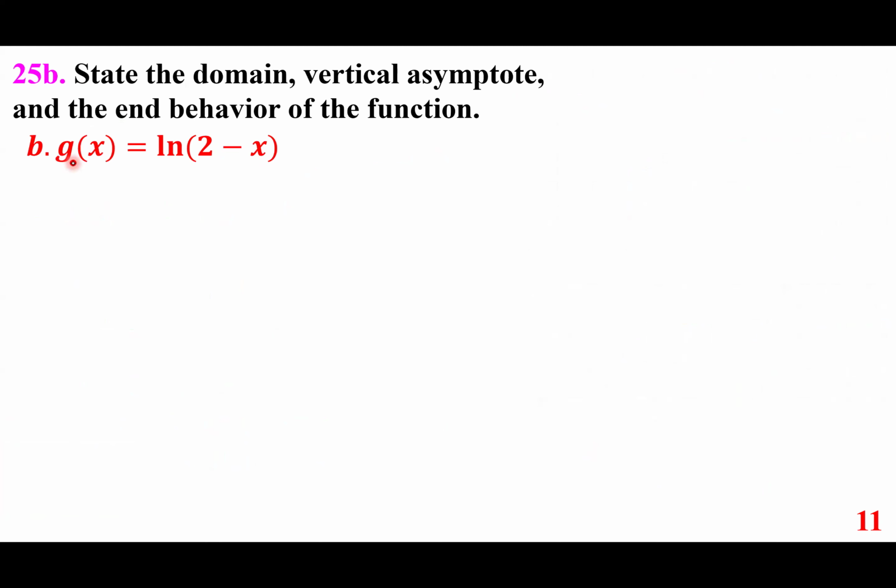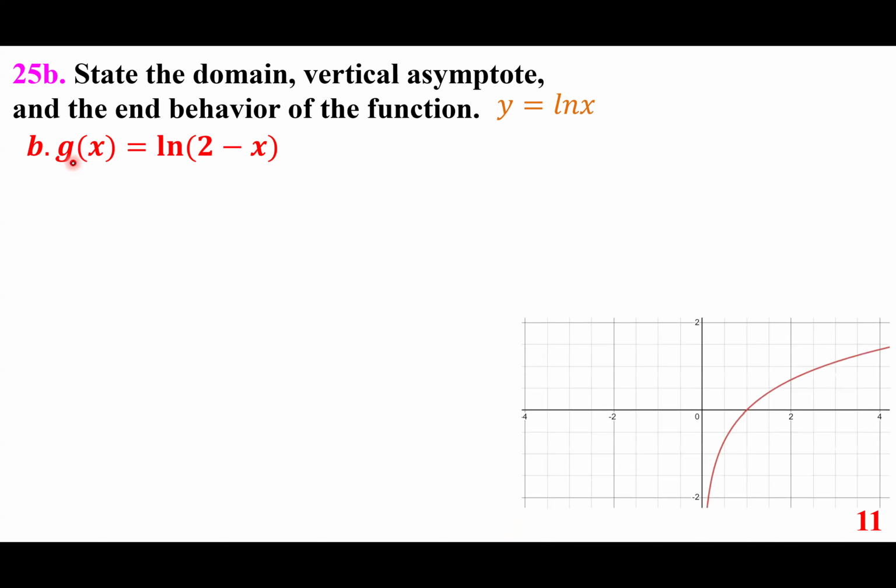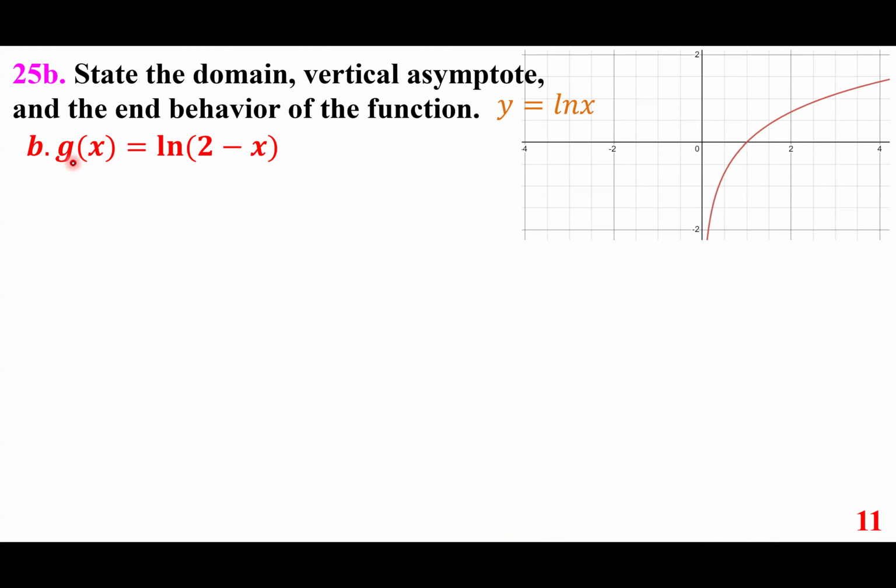Part B, g of x is ln of 2 minus x. Let's see what happens here. Again, we start with the basic function y equals log x, in this case more specifically y equals ln x. As you can see, this looks similar to log x of the previous page, with the same domain, 0 to infinity, the same range, negative to positive infinity, and the same vertical asymptote, x equals 0. And the x-intercept is at (1, 0).